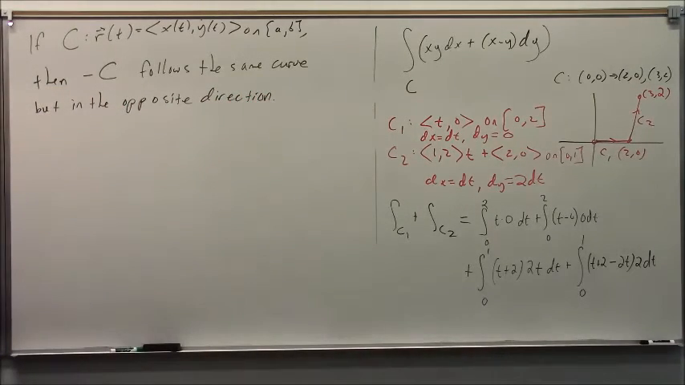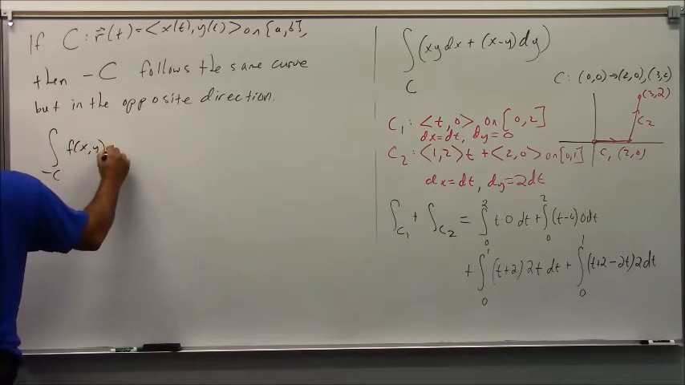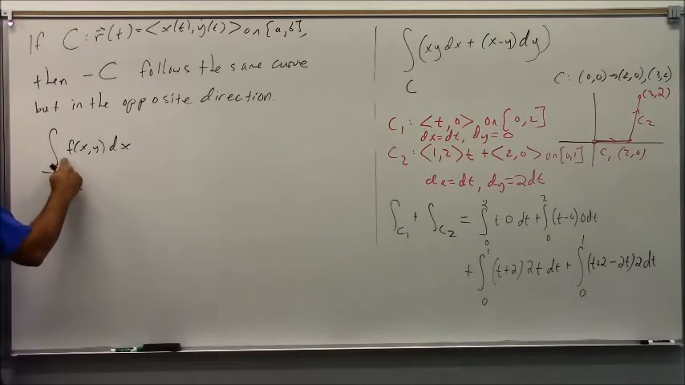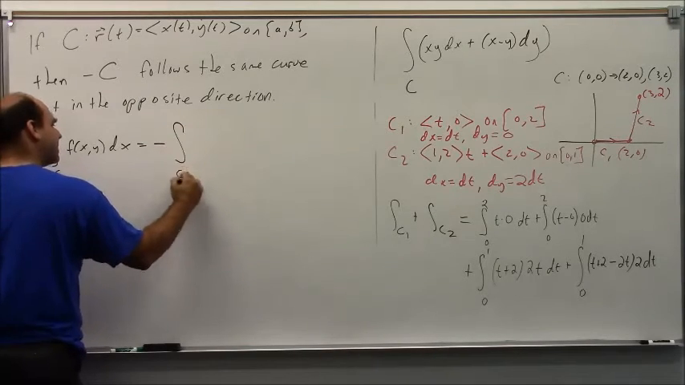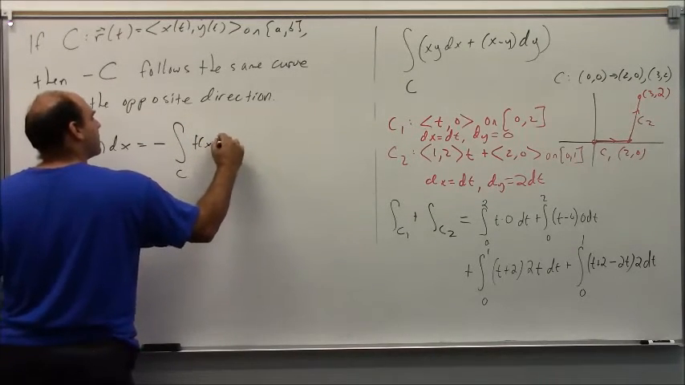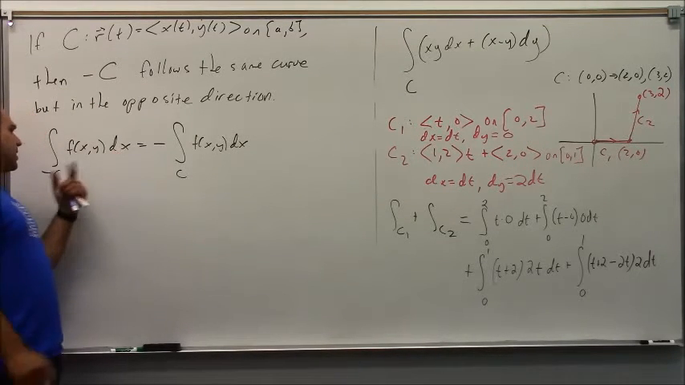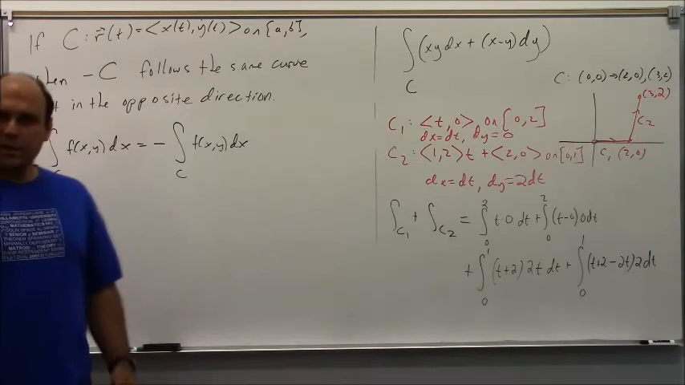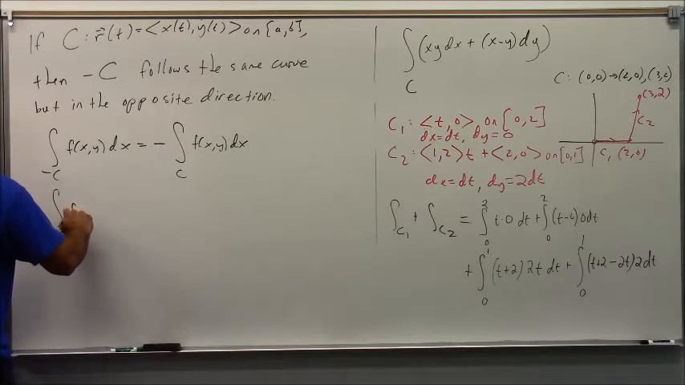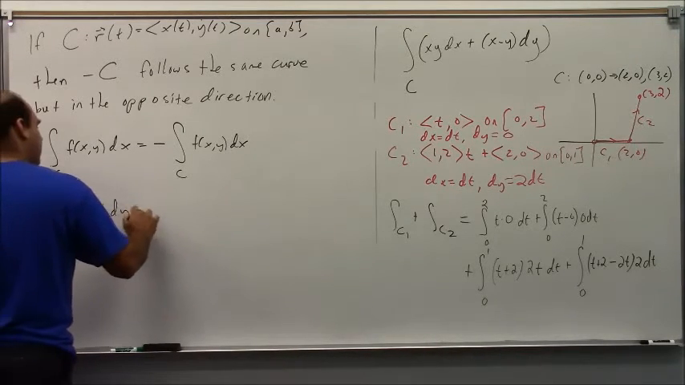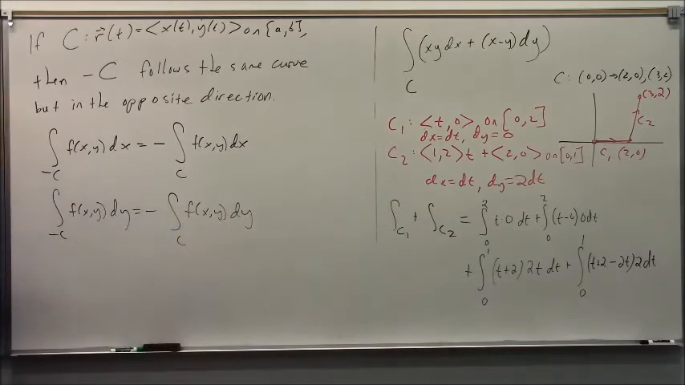And the thing that I want to observe about that is what we've already observed: if we do the path integral over minus C with respect to x, that's going to be the negative of the path integral over C with respect to x. Because my dx will change sign, right? The x prime of t will be the negative of what it was for C. And the path integral over negative C of f of x, y, dy will be the negative of the path integral over C of f of x, y, dy.